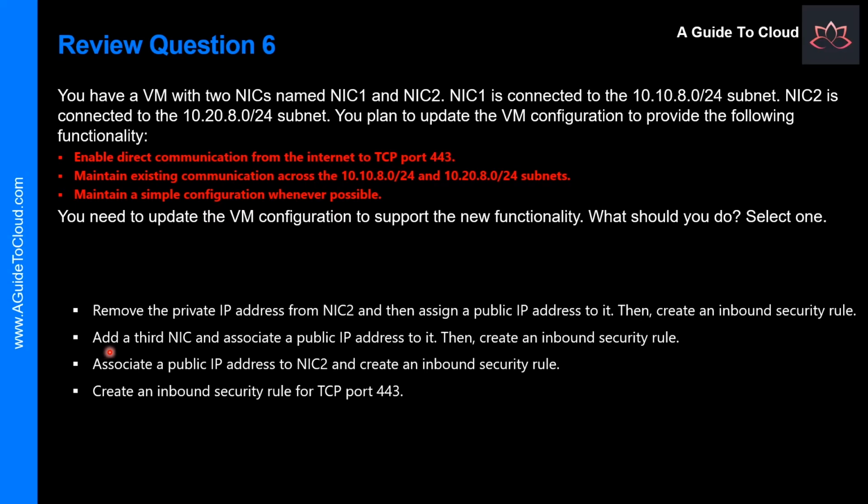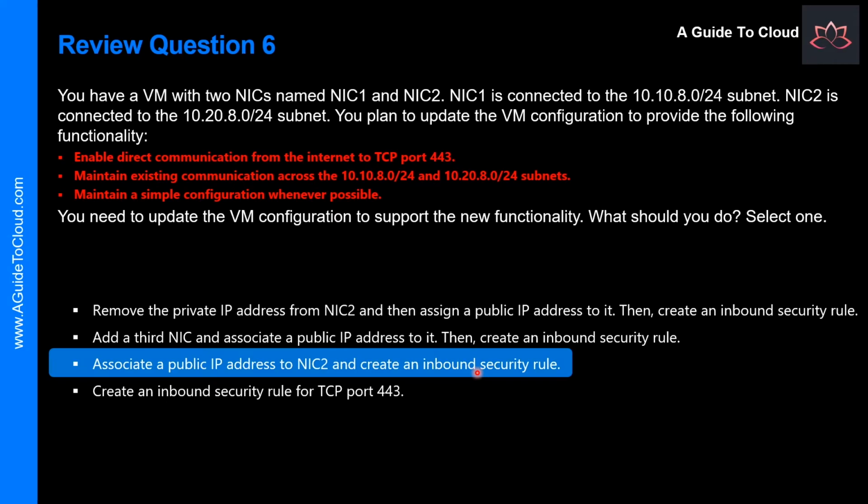Second statement, add a third NIC and associate public IP address to it, and then create an inbound security rule. Again, absolutely wrong. It is not even going to resolve the problem. Third option is associate a public IP address to NIC and create an inbound security rule. Absolutely correct. To enable direct communication from internet to the VM, you must have a public IP address.